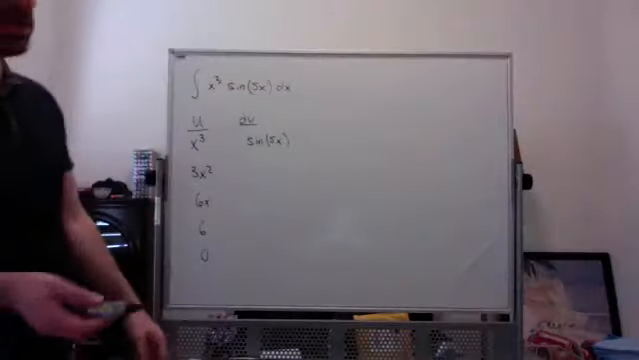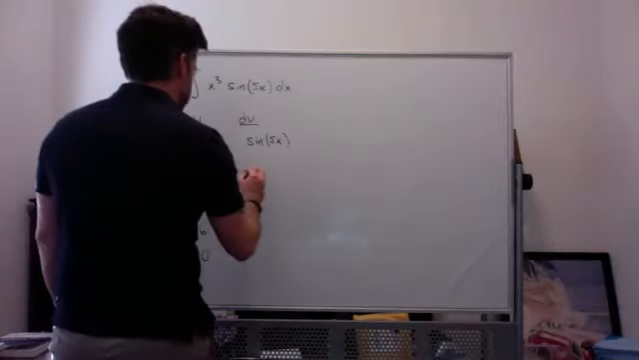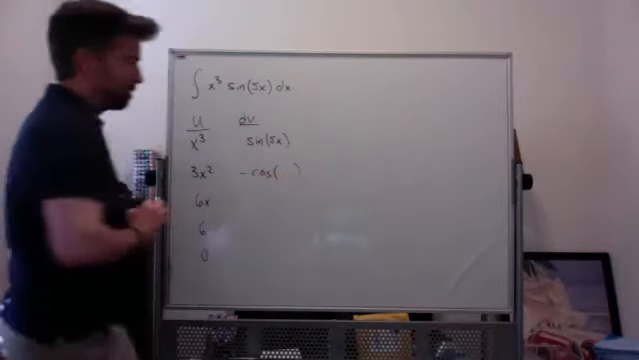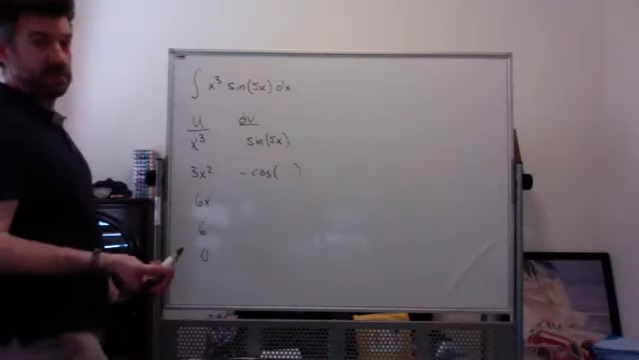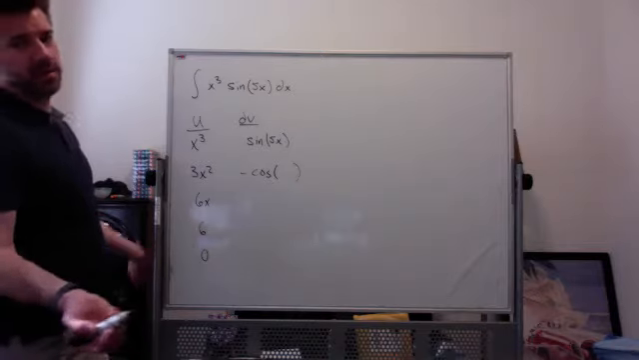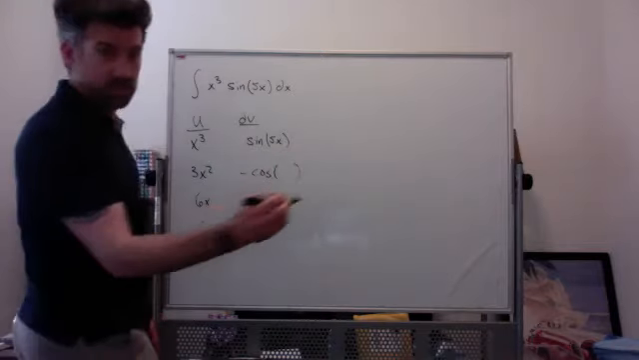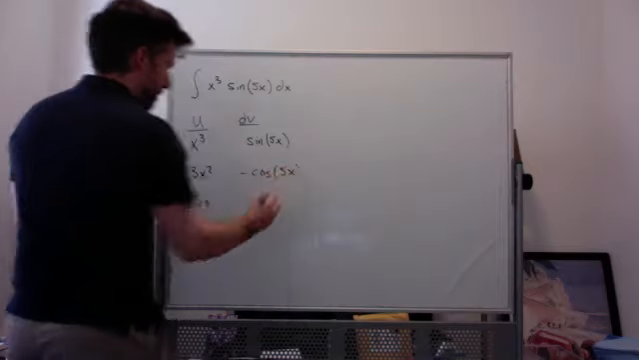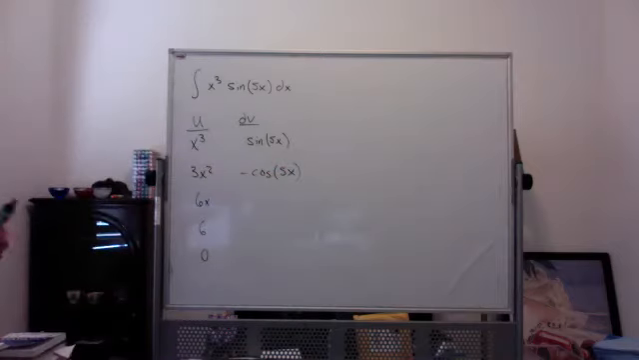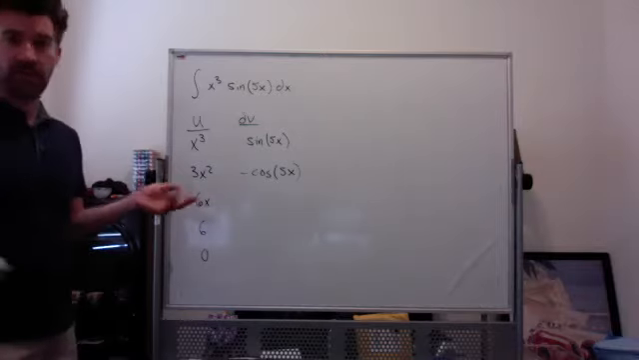Yep, you guys are on top of it. Negative cosine of what? Just x? No, of course not. Right, is that the whole story? Is there anything else I need to do? Yeah, I need to either multiply by 1/5 or divide by 5.